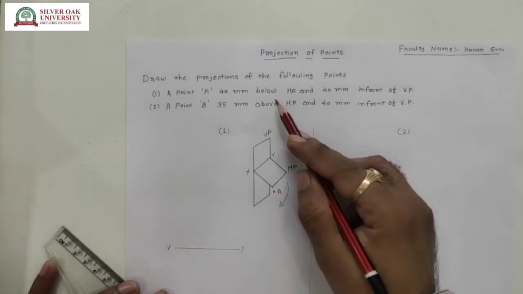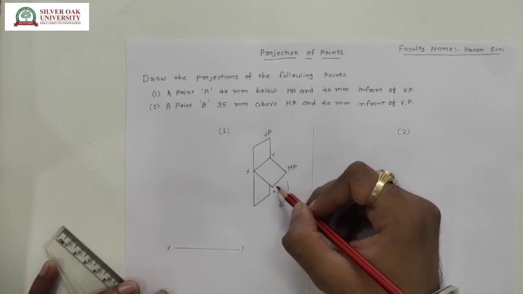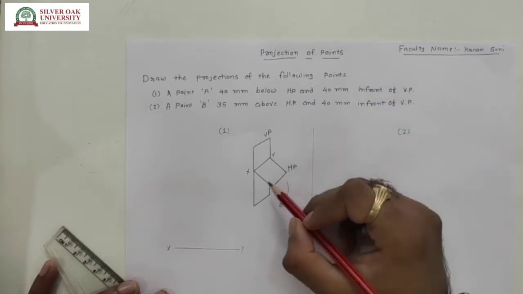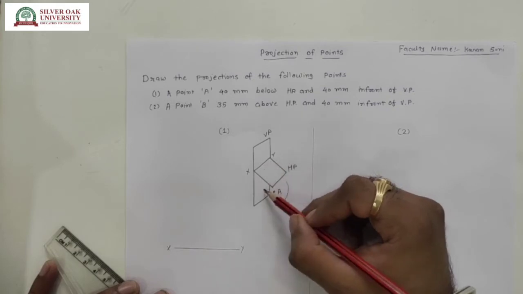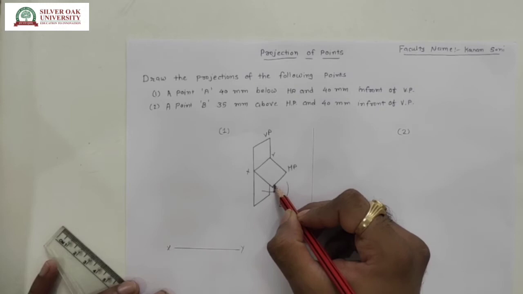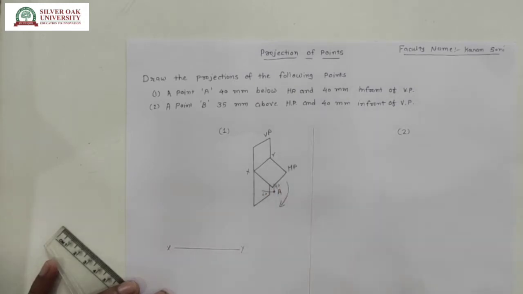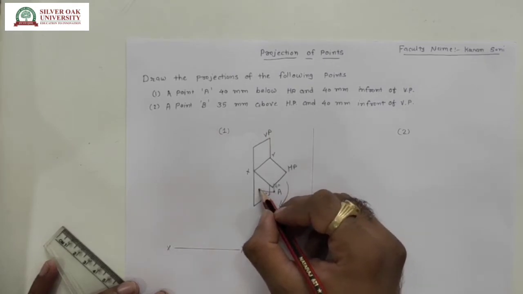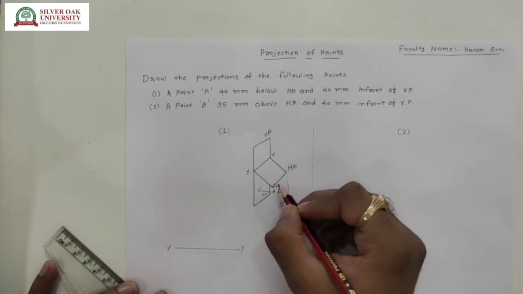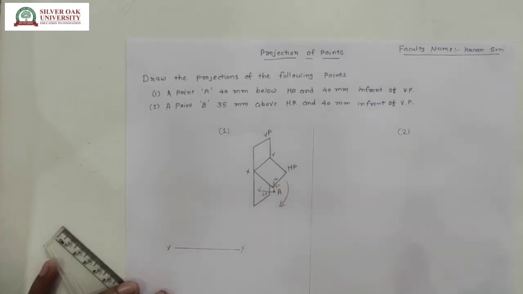Now this point is 40 mm below HP, so the vertical distance from the horizontal plane is 40 mm, and it is 40 mm in front of the VP, so the horizontal distance from the vertical plane is also 40 mm. This is 40 mm in front of the VP and this is 40 mm below HP. Now we have to rotate the horizontal plane. We know that the front view is denoted by A dash, which is here, and the top view, on the horizontal plane, is also here. Small a is the notation for the top view.